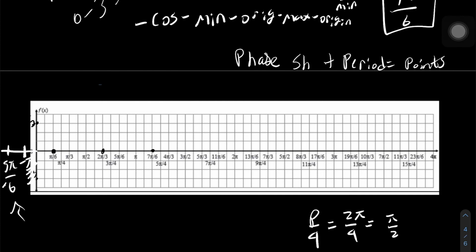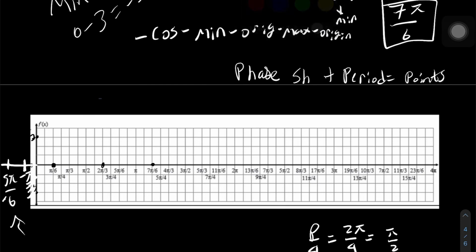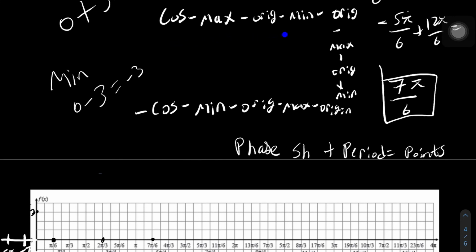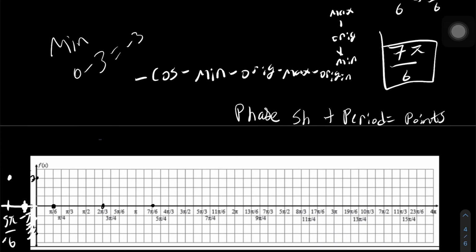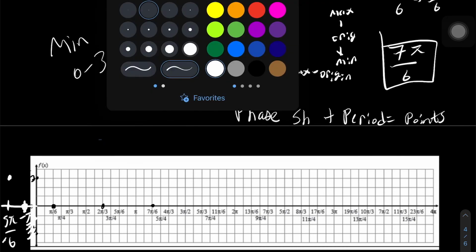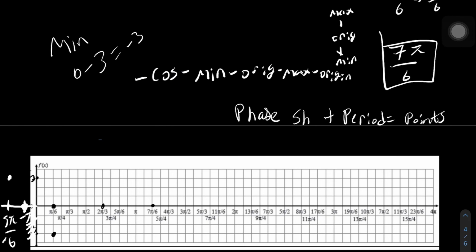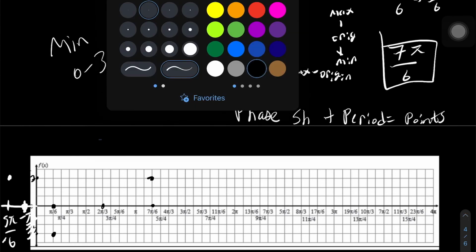So basically, we are not really minding the points before the graph, but for this scenario, we are going to try to graph them. So again, we said that cosine starts at the maximum, goes to the origin, goes to the minimum, and then back to the origin. So our maximum here is 3, then we go to the origin, which is right here at 0. We go to our minimum at pi over 6, which is negative 3. Then we go back to the origin, which is at 2 pi over 3. Then we go to the maximum, which is at 7 pi over 6, comma 3. You can connect the dots.